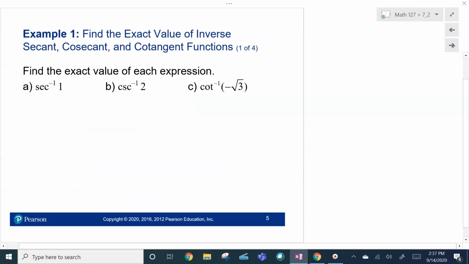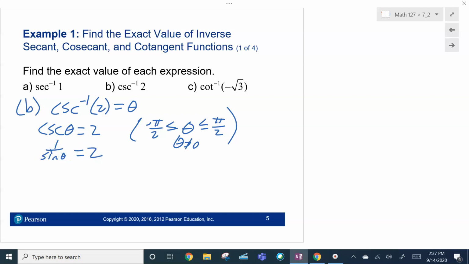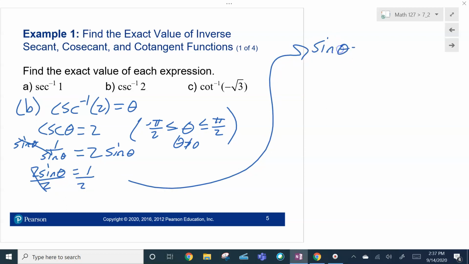Let's do the arc cosecant of 2 now. We're going to set the arc cosecant of 2 equal to theta. That means the cosecant of theta equals 2. And theta, similar to the arc sine, is between negative pi halves and pi halves, except theta can't be 0, because we're not defined there. If the cosecant of theta equals 2, then 1 over the sine of theta equals 2. Multiply both sides by the sine of theta, so 2 sine of theta equals 1. Divide by that 2, so sine of theta equals a half.